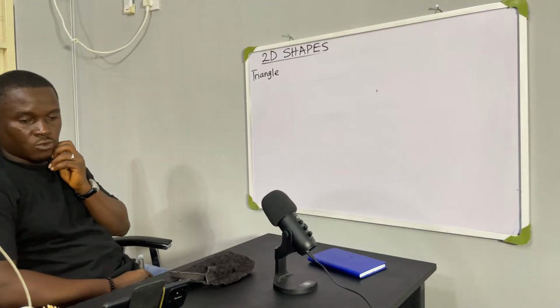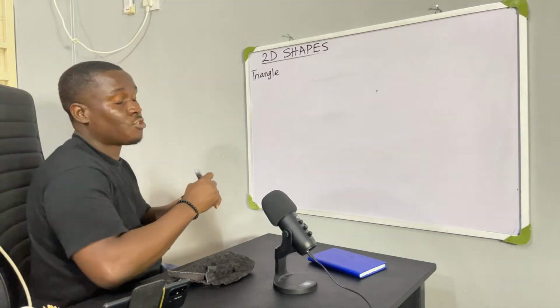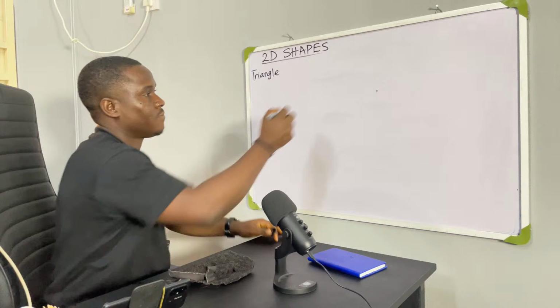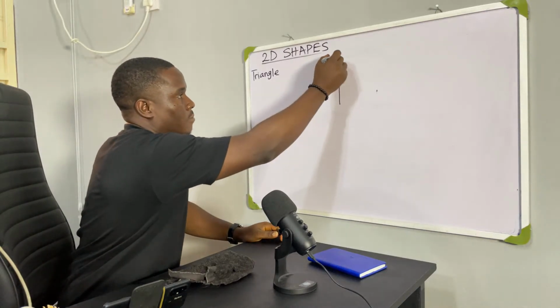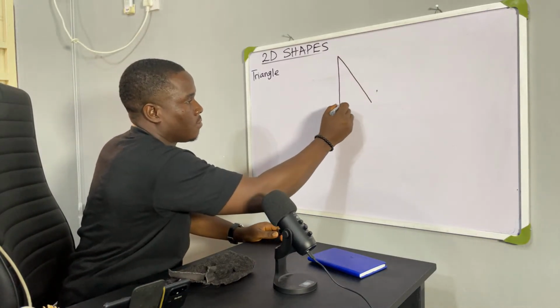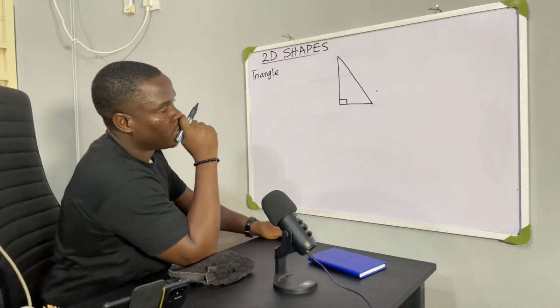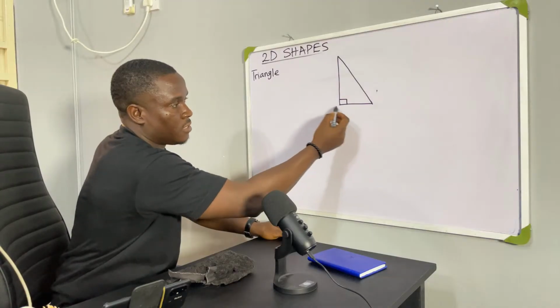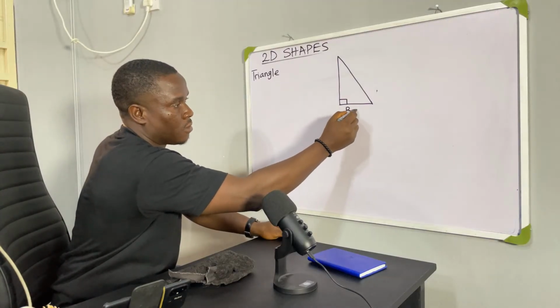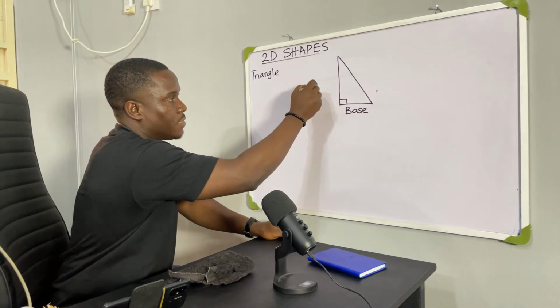So the triangle is a 2D shape that has four sides. Sorry, that has three sides. So this is called the base, and this is called the height.